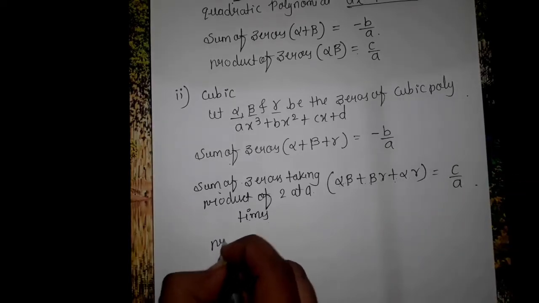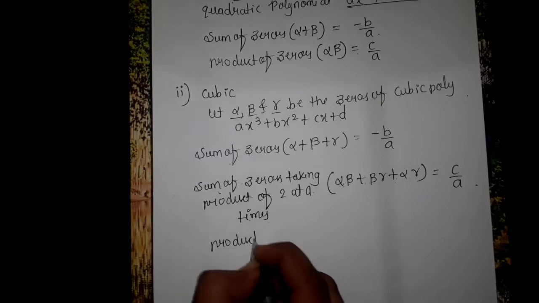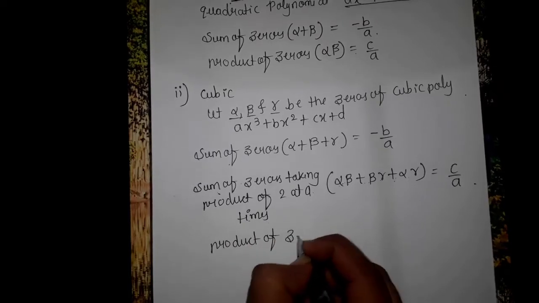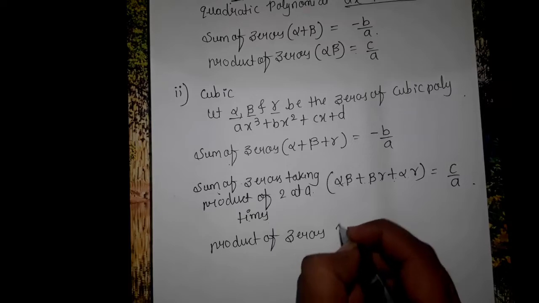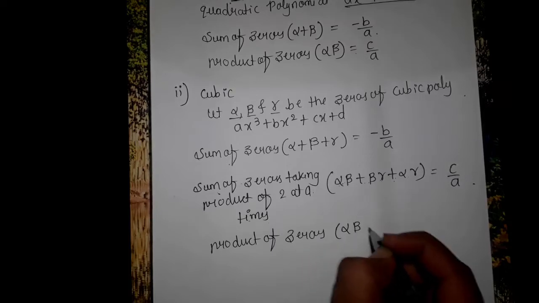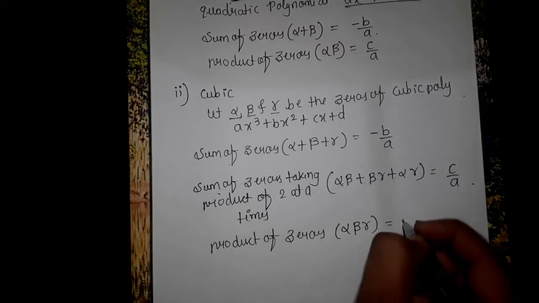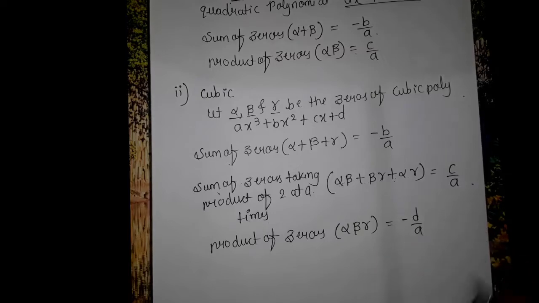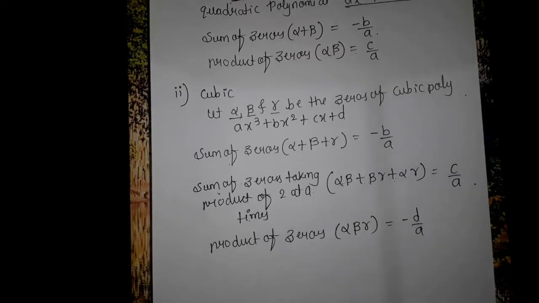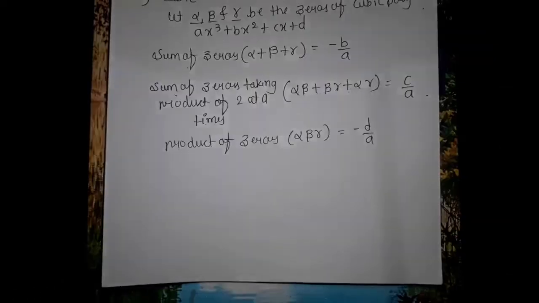Next comes the product of zeros, that is alpha into beta into gamma is equal to minus d divided by a. Sum of zeros, sum of zeros taking product of two at a time, and product of zeros. These are the relations between zeros and coefficient for quadratic and cubic polynomial.